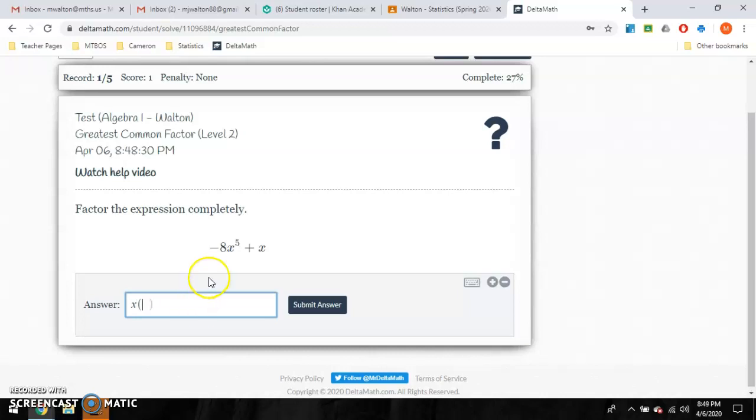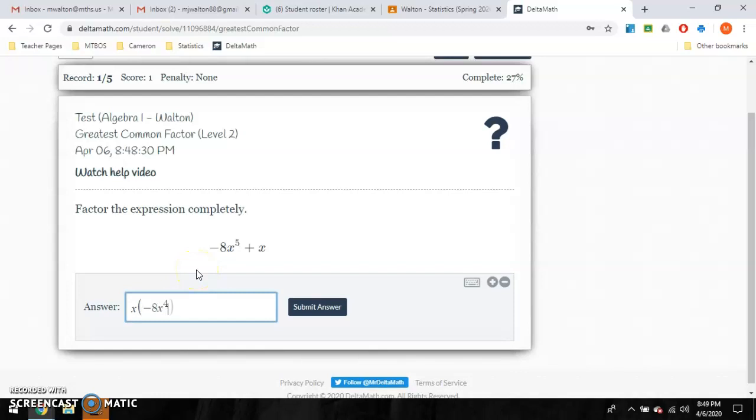Looking here, well, I still have a negative 8. And then if I have x to the 5th, if I factored out 1x, this is left over x to the 4th. And then finally, if I factor out an x, well, remember there's still a 1 there, so I would need a plus 1. Check your work. x times negative 8x to the 4th, I have my negative 8, and then x times x to the 4th is x to the 5th. And finally, x times 1 is x.